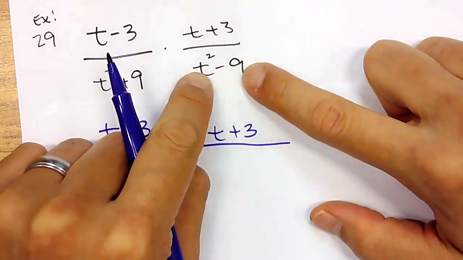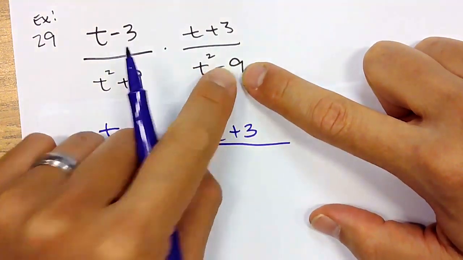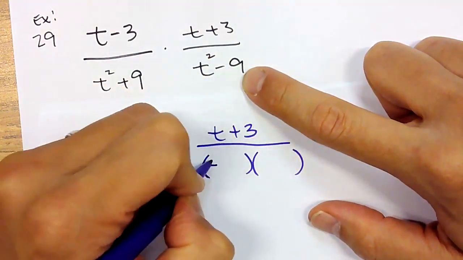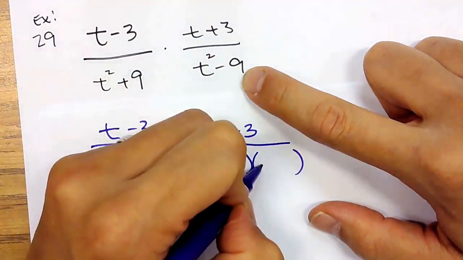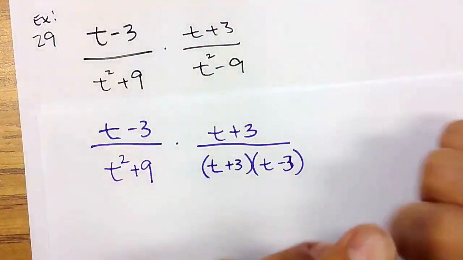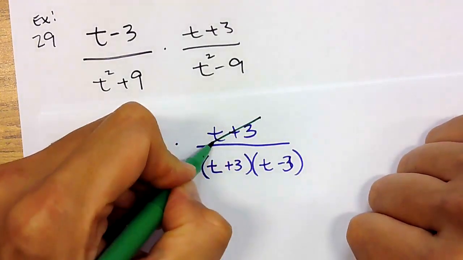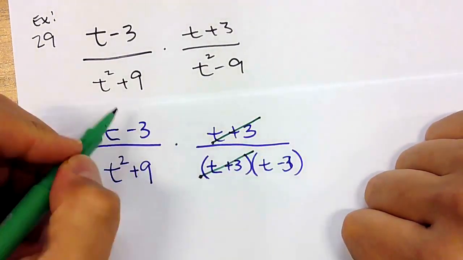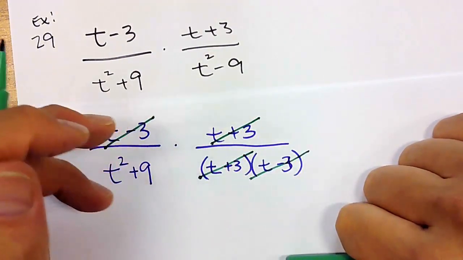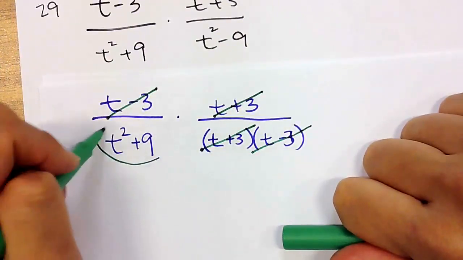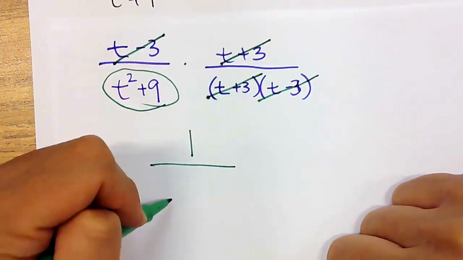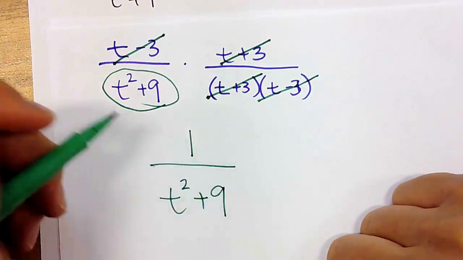Perfect square, yes. Perfect square, yes. Minus sign between them, yes. If all of those questions are a yes, then it's T plus 3 and a T minus 3. Now notice that we have a T plus 3, 1 in my numerator, 1 in my denominator, and a T minus 3, 1 in my numerator, 1 in my denominator, right? So all of those guys just canceled out. I'm just left with this guy in my denominator. My numerator becomes 1 over T squared plus 9, okay?